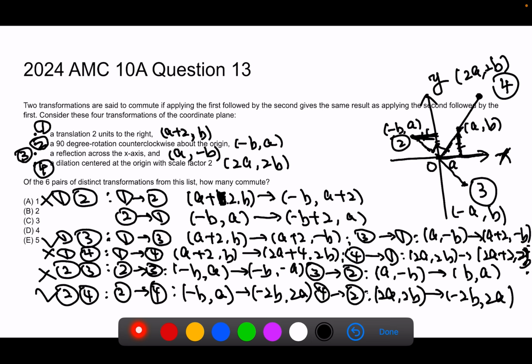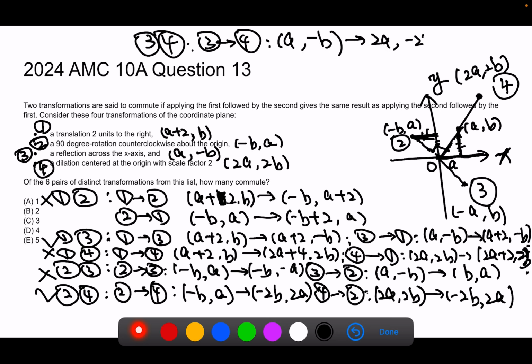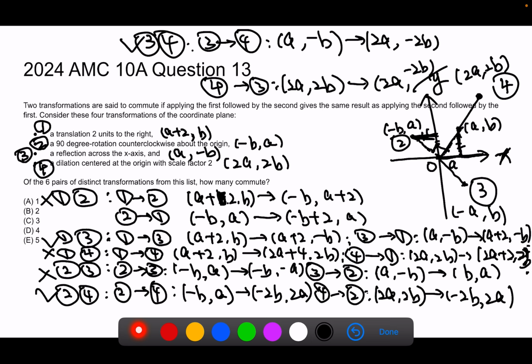Last one, 3, 4. I need to do it on the top of the page. So 3 to 4 first. If you do 3, you get A, minus B. And you do 4, you multiply everything by 2, you get 2A, minus 2B. Now again, if you do 4 to 3, then you start from 2A, 2B, and then 2A, negative 2B. So 3, 4 also works. So altogether, 1, 3, 2, 4, and 3, 4. 3 of them commute.